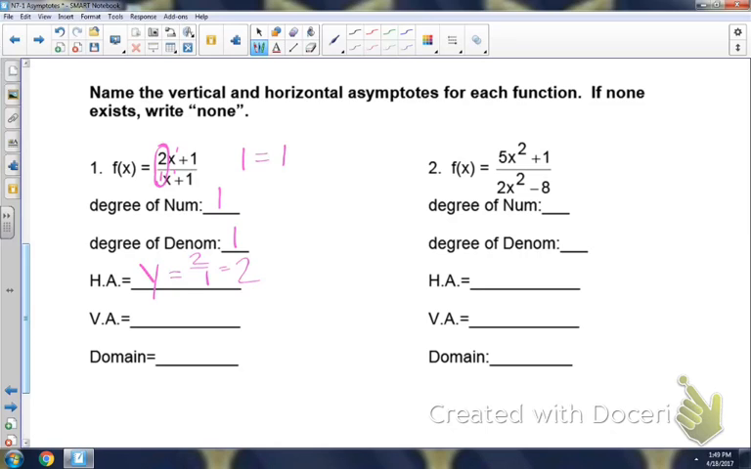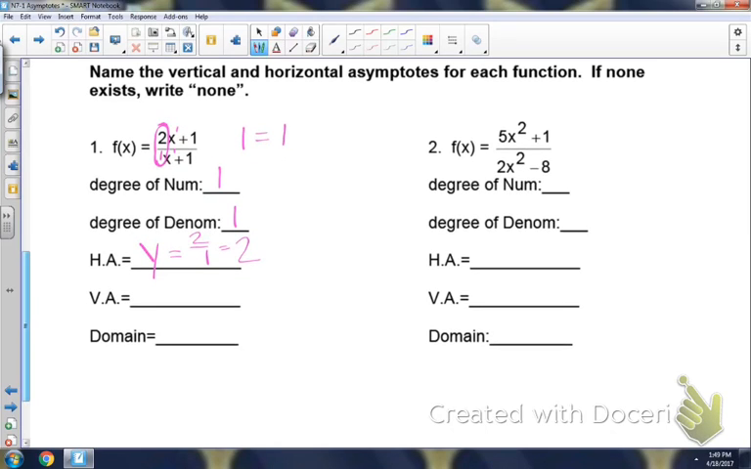Vertical asymptote. We are looking at what causes your denominator to be 0. If you look at your denominator, x plus 1, negative 1 would cause that to be 0. So x equals negative 1. That's your vertical asymptote. Your domain is all real numbers except what causes it to be 0. So x cannot equal negative 1.